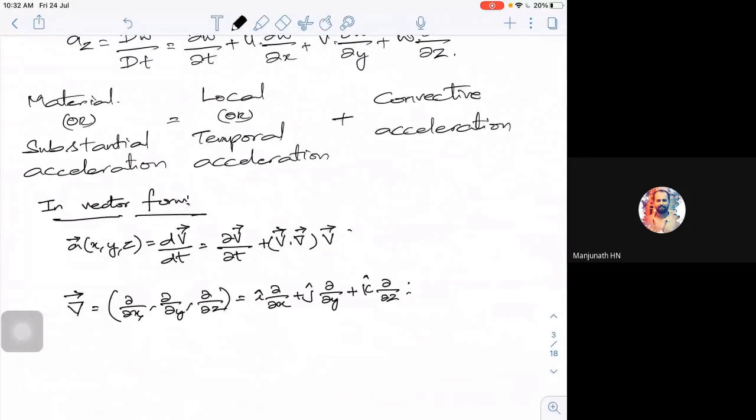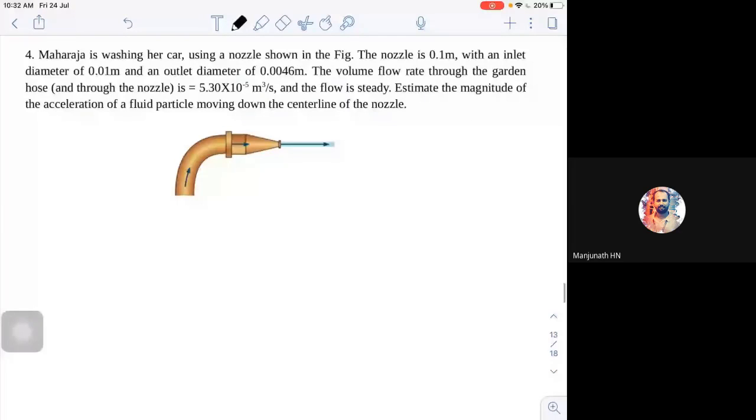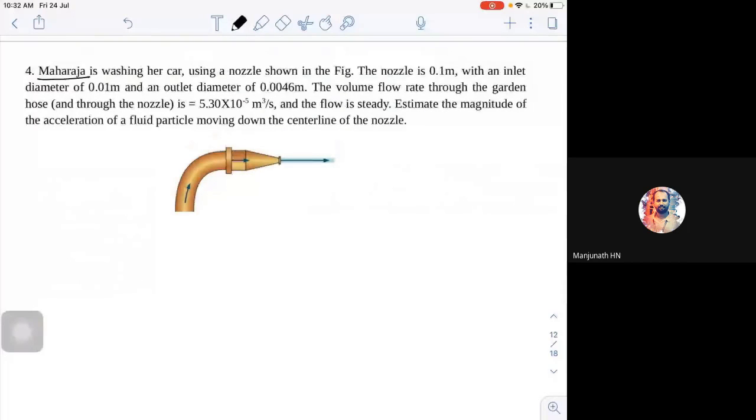So based upon this particular problem, we can define one problem. Say, for example, most of us know that we have a nozzle, and you want to wash your car or whatever it may be using a nozzle as shown in the figure. See here, the length of the nozzle is 1 meter, and then its inlet diameter and the exit diameter, and what is the discharge.